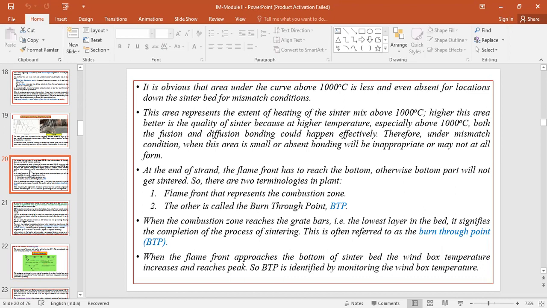So when the flame front approaches the bottom of the sinter bed, as I told you, there are wind boxes present below the bed. For every wind box a thermocouple is fixed, and once the combustion zone or the flame front reaches the bottommost part of the bed, there is a significant increase in the temperatures in the wind boxes. So that will give an idea that the sintering has taken place completely.